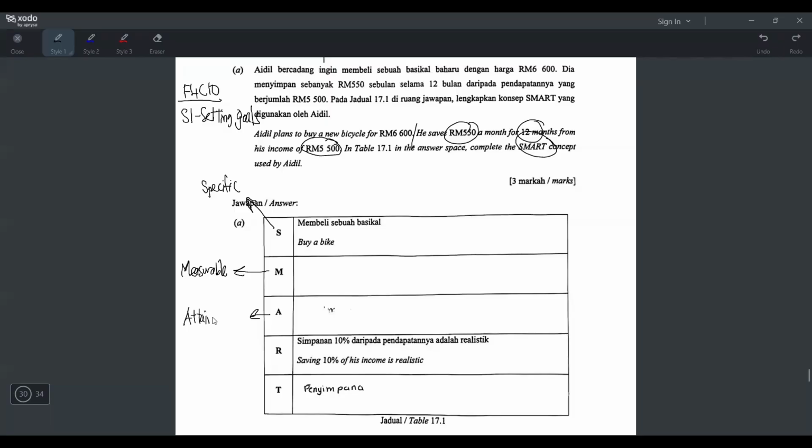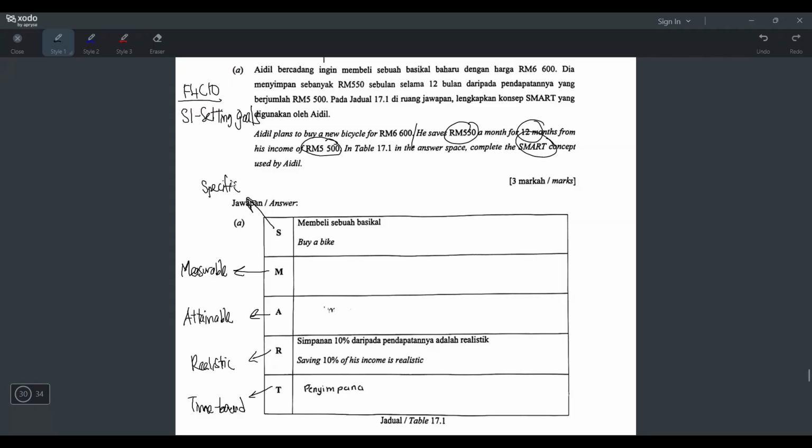Okay, attainable means it has to be within your ability, or you can say it's enough. Your saving should be enough to attain that goal. R is realistic, and then T is time bound. It means you must have a time limit. Okay, time bound. All right. So this is what the SMART stands for.